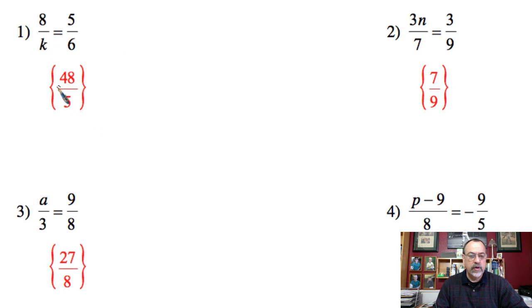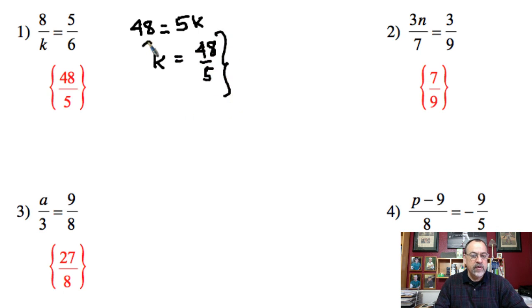If we're looking at number 1 here, I know that the product of the extremes is equal to the product of the means. I identify this as a proportion. Therefore, I simply multiply the extremes, which is 48, and that should equal the product of the means, which is 5 times k, and then I simply solve for k. So k is 48 divided by 5.